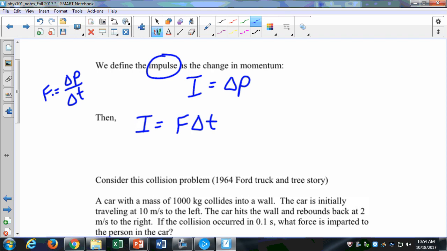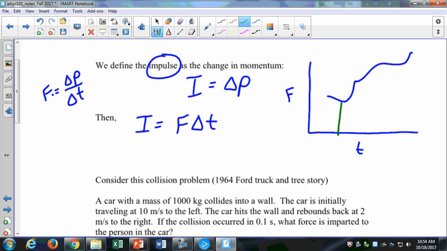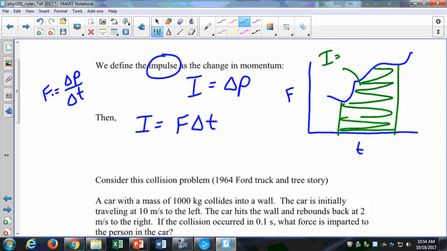If I were to look at a plot of F versus t and say it looks like this, F delta t is going to be the integral underneath the plot. And an integral is just the area under the plot. So this would be our impulse, which is equal to F, the y-axis, times delta t, the x-axis. It's the area under that curve.